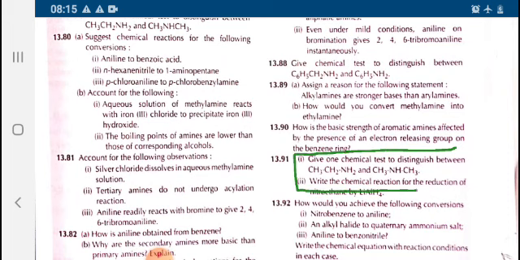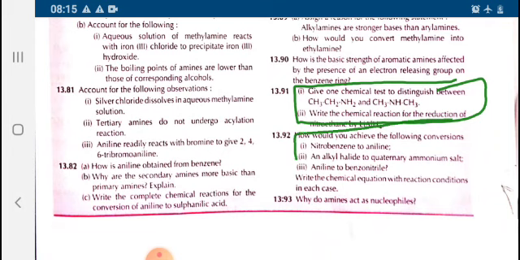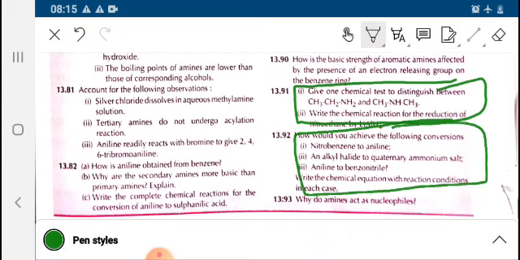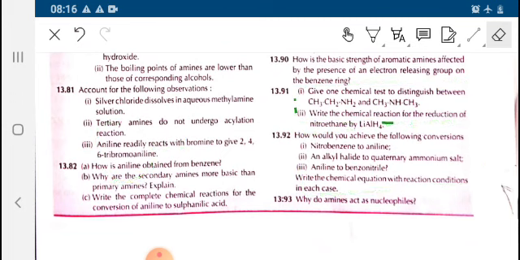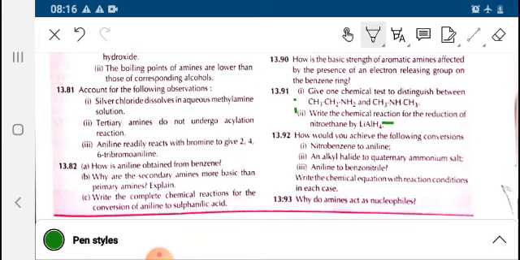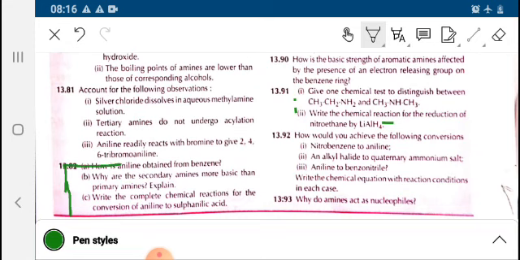Related to this Hinsberg test, how do we convert the following? This is the following conversion which we have to remember. This is the conversion method. We also have to study these three reasoning questions. How is aniline obtained from benzene, 2-degree and 3-degree amines?